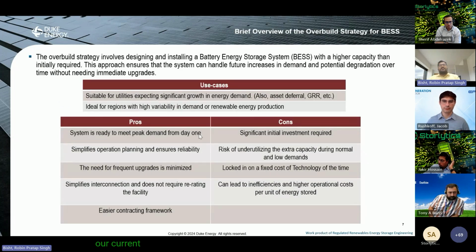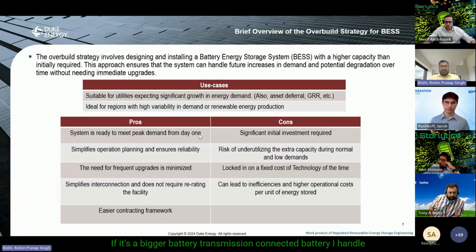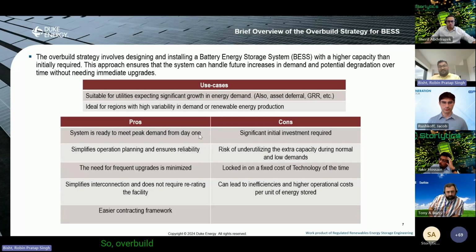Primarily our current portfolio or current projects that we have, both distribution and transmission tied. And frankly, augmentation makes sense if it's a bigger battery, a transmission connected battery. I handle both distribution and transmission connected projects. So overbuild strategy is basically what we've been doing right now.